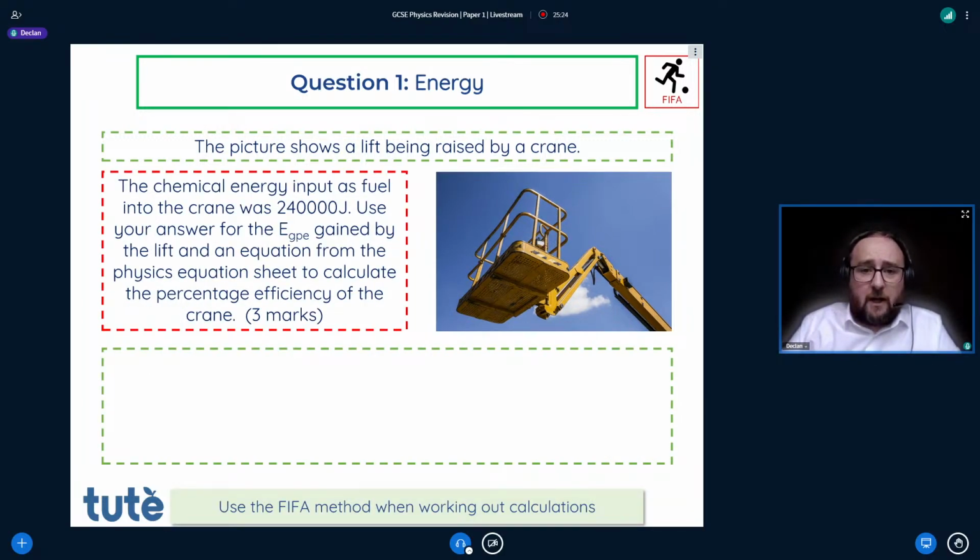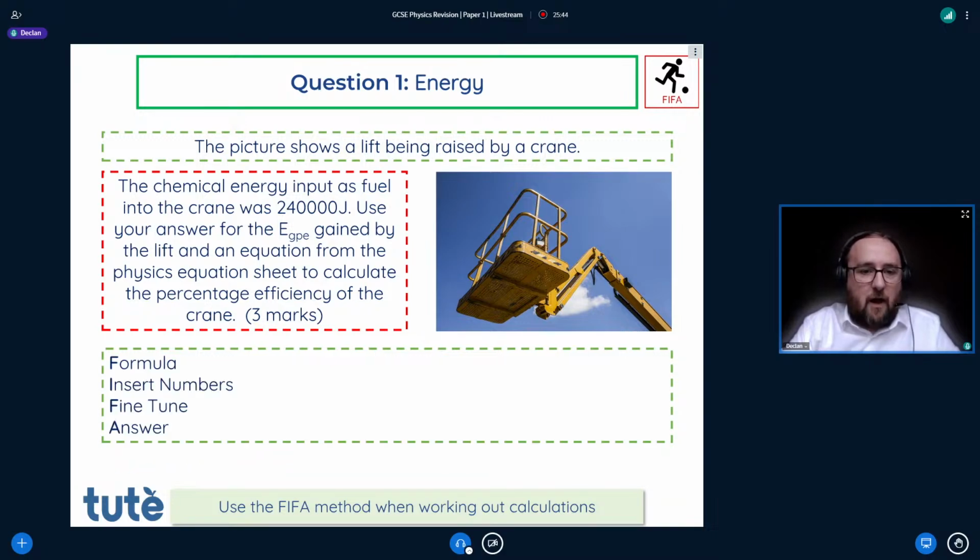So we've got another question here, still looking at this crane. The chemical energy input as fuel into the crane was 240,000 joules. Use your answer for the gravitational potential energy gained by the lift and the equation from the physics equation sheet to calculate the percentage efficiency of the crane. So straight away, I do the same thing again. I write FIFA at the side of my question to remind me what to do.